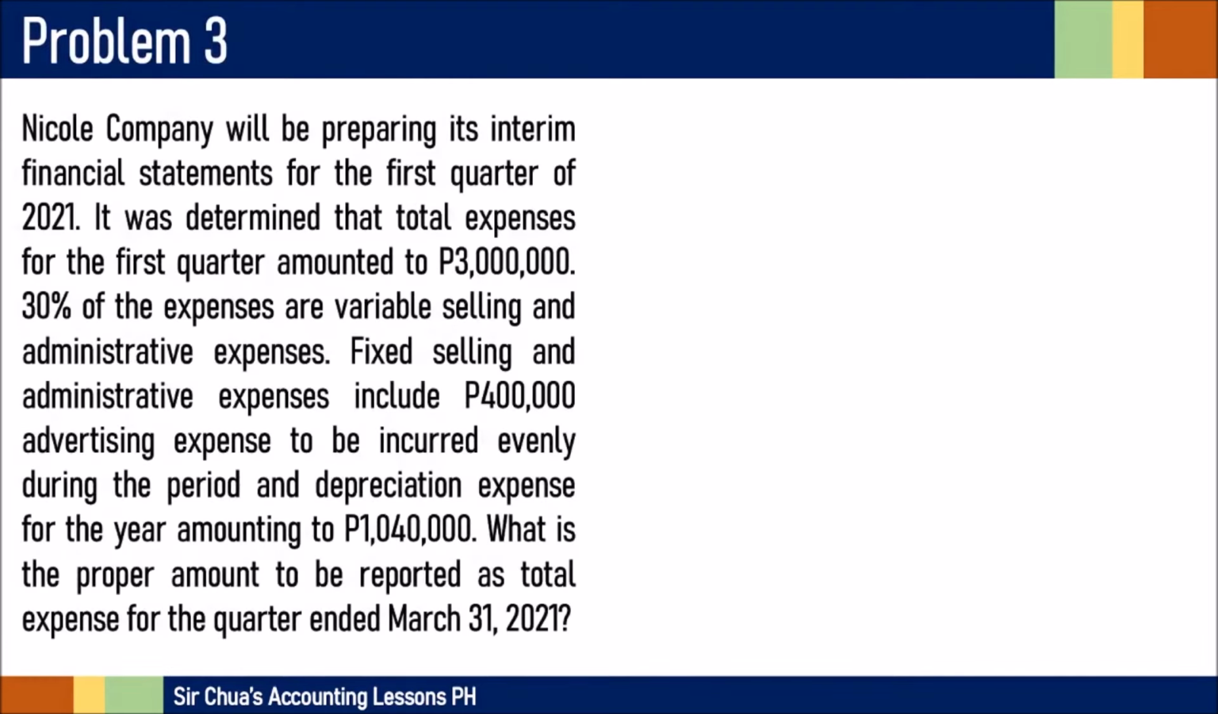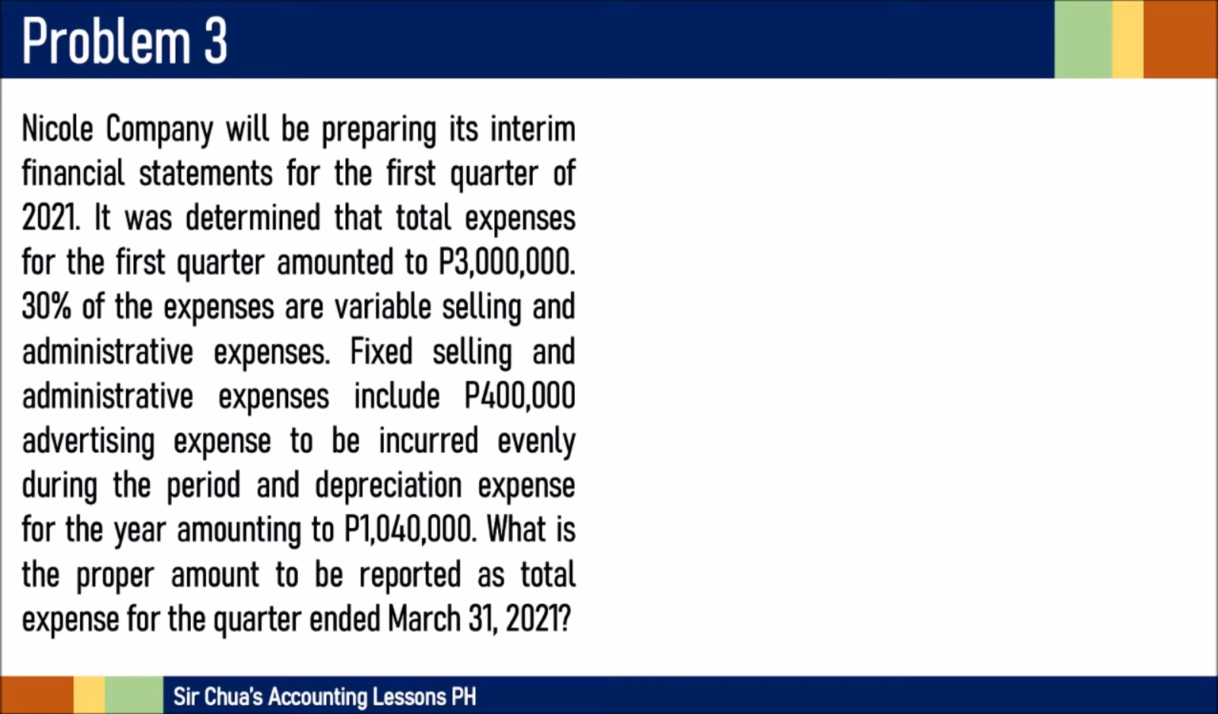Nicole Company will be preparing its interim financial statements for the first quarter of 2021. It was determined the total expenses for the first quarter is 3 million, wherein 30% of the expenses are variable selling and administrative expenses. Fixed selling and administrative expenses include 400,000 advertising expense to be incurred evenly during the period, and depreciation expense for the year amounting to 1,040,000. What is the proper amount to be reported as total expense for the quarter ended quarter 1, March 31?